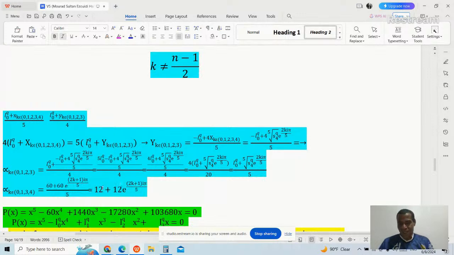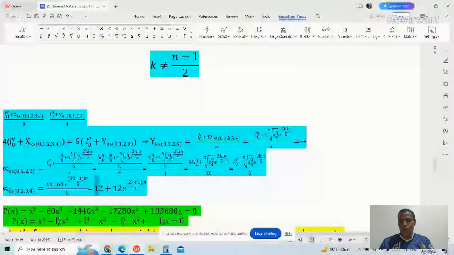This means that your original polynomial to the power 4 has to be extended to the new polynomial to the power 5.